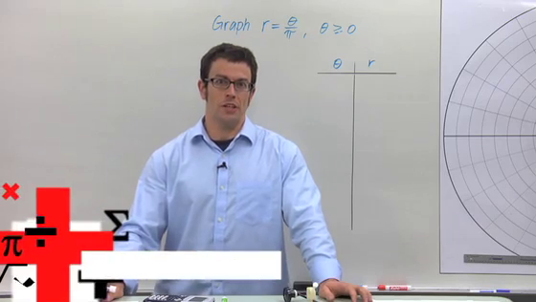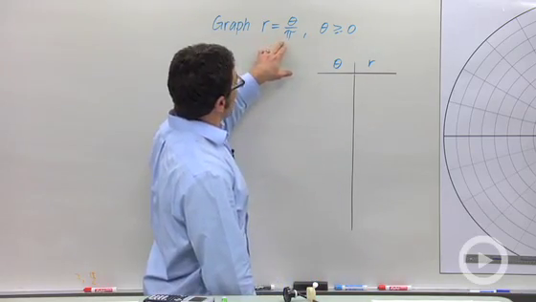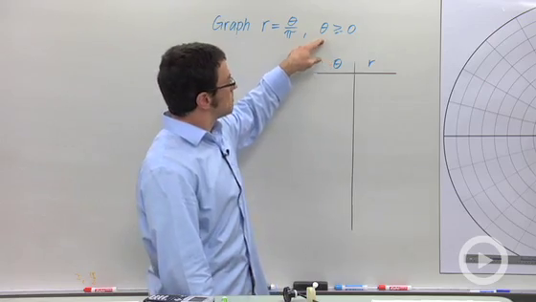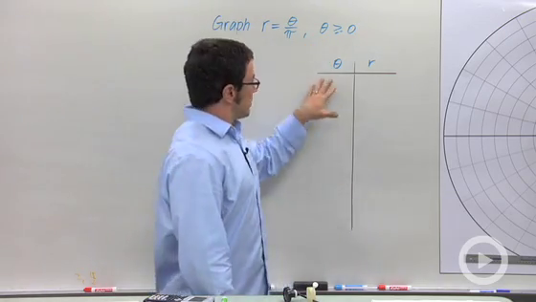Let's graph a polar equation. I have a pretty easy polar equation here: r equals theta over pi for theta greater than or equal to 0. Now the best approach when you're trying to graph something new is to plot some points.